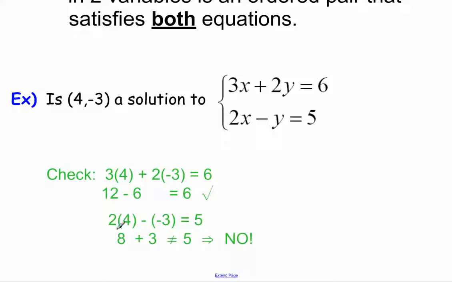But when I plug it in the second equation, we end up with 8 plus 3, which is 11. That's not 5. So because it doesn't work in the second equation, we have to say it's not a solution to the entire system.